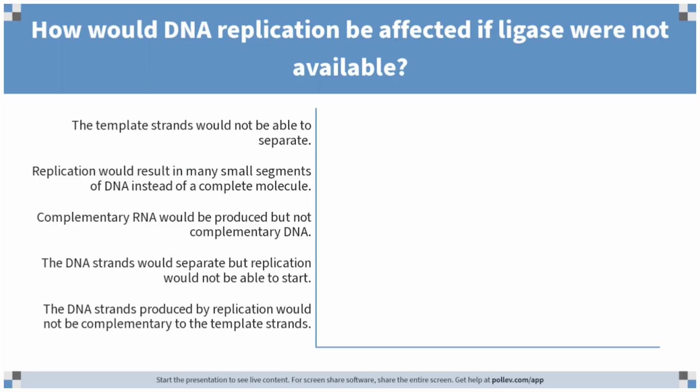But so if you didn't have this ligase enzyme in this process, what would happen? Would the strands not be able to separate? Would replication result in a bunch of small fragments? Would the other strand not be made? Would the replication process not even be able to start? So any thoughts on what would happen if you didn't have this ligase enzyme that ligates the pieces together?